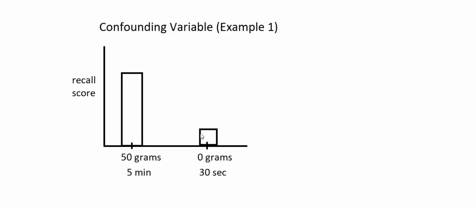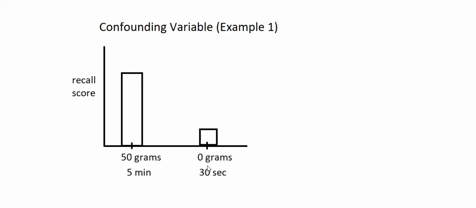And in this experiment, let's imagine that the researcher accidentally gives the sugar group 5 minutes to take the recall test and accidentally gives the no sugar group only 30 seconds to take the recall test. So let's imagine the researcher wanted to give the two groups the same amount of time to take the recall test, but the researcher accidentally gave the two groups different amounts of time.